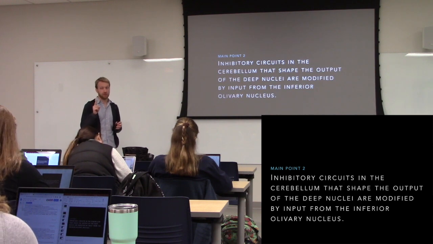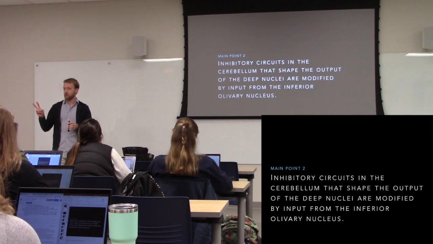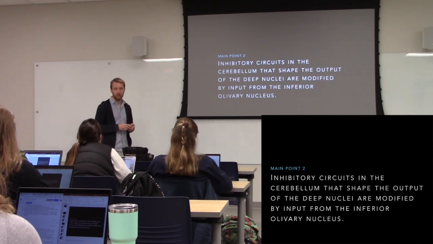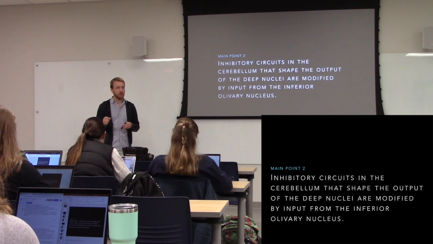And we're going to see a couple steps where we have filters. The second major idea is that when there's an error, when we fall down, there's strong excitatory input via climbing fibers that then weakens those synapses that were active during the error.